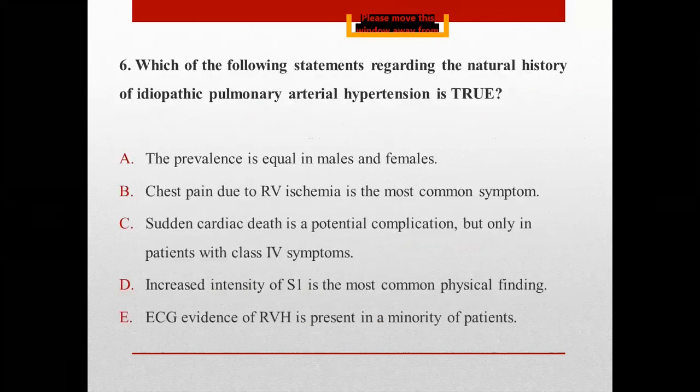Which of the following statements regarding the natural history of idiopathic pulmonary arterial hypertension is true? The prevalence is equal in males and females. Chest pain due to right ventricular ischemia is the most common symptom. Sudden cardiac death is a potential complication, but only in patients with class 4 symptoms. Increased intensity of S1 is the most common physical finding. ECG evidence of right ventricular hypertrophy is present in a minority of patients. So I am waiting for your answer.